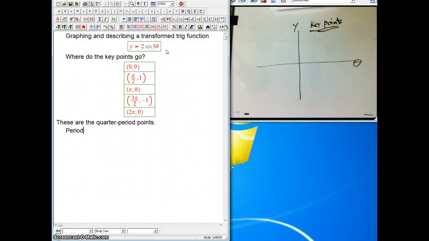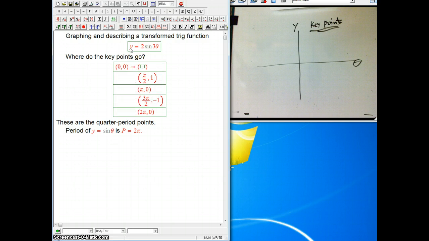And of course the period of, I'm just going to reiterate it, y equals sine theta is 2 pi. We'll call it p for period, and we'll say that's 2 pi. Okay. And so a quarter of that is pi over 2, pi, all these, the 4 quarter points. Okay. So where are these guys going to go? They're going to get turned into, well, let's see. We know this is going to smush by 3 and stretch by 2.